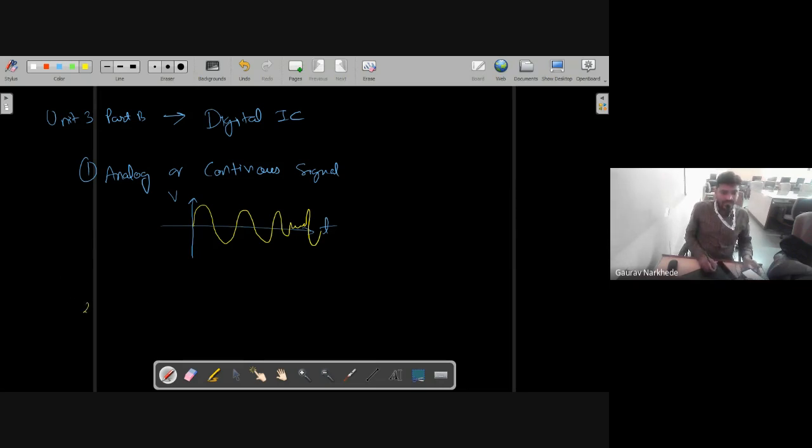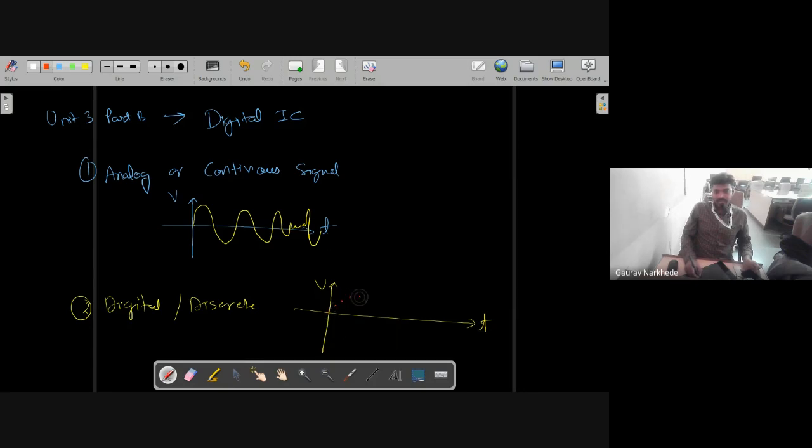Now the second type of signal is your digital signal, or we can also call it a discrete signal. First of all, let us call it a discrete signal. I will try to draw the diagram of a discrete signal. Let us suppose this is the time, and again this is the voltage axis. Now what is a discrete signal? Instead of getting a continuous signal, you will get some values at some points.